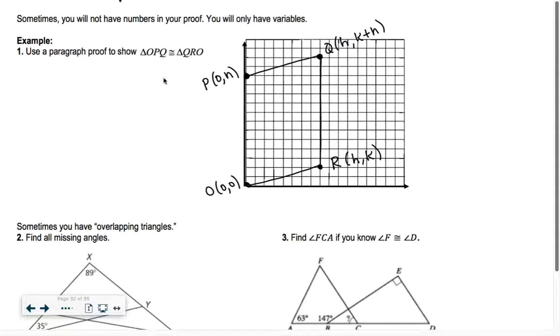Okay, so it says sometimes you're not going to have numbers in your proof. So you're only going to have variables. So it says use a paragraph proof to show that triangle OPQ is congruent to QRO. Okay, so let's first find those triangles. So OPQ, that's this triangle right here, is congruent to QRO. That's this triangle right here. You don't just shade it in. I'm just shading it in so you can see it. So we want to prove that those are congruent to each other.